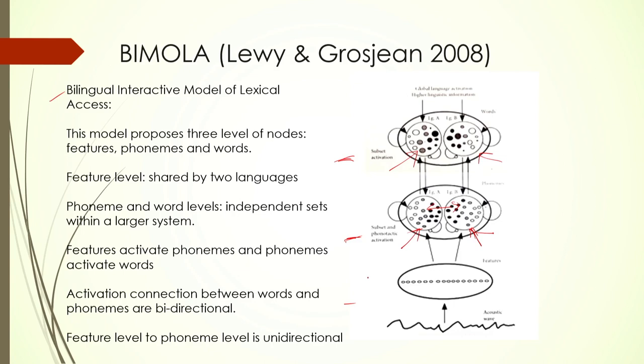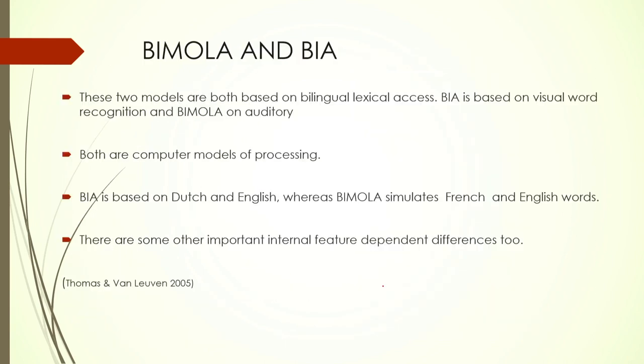So features unlock, so to say, they activate phonemes, and phonemes activate words. Now the interaction between features and phonemes is one way, it is unidirectional, but the interaction between phonemes and words is bidirectional. This is, the activation can happen both ways, so they are bidirectional, but at the base level it is unidirectional.